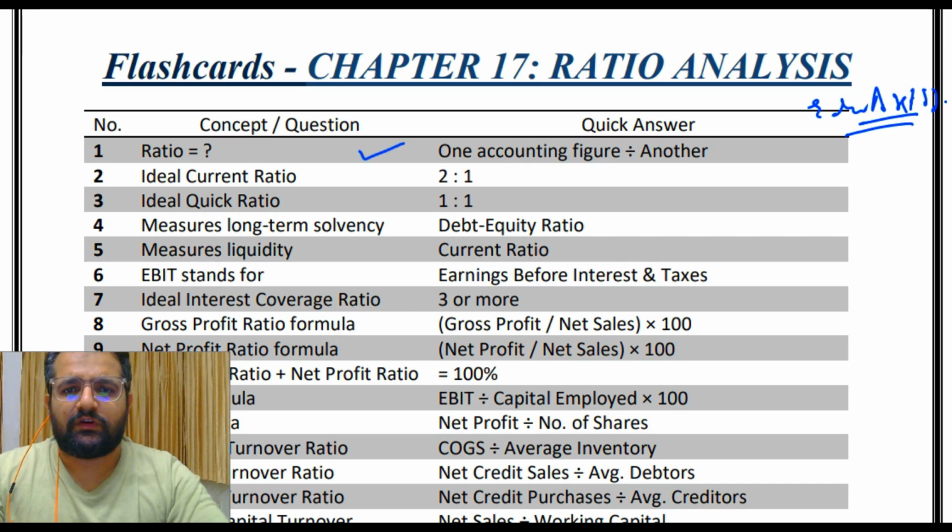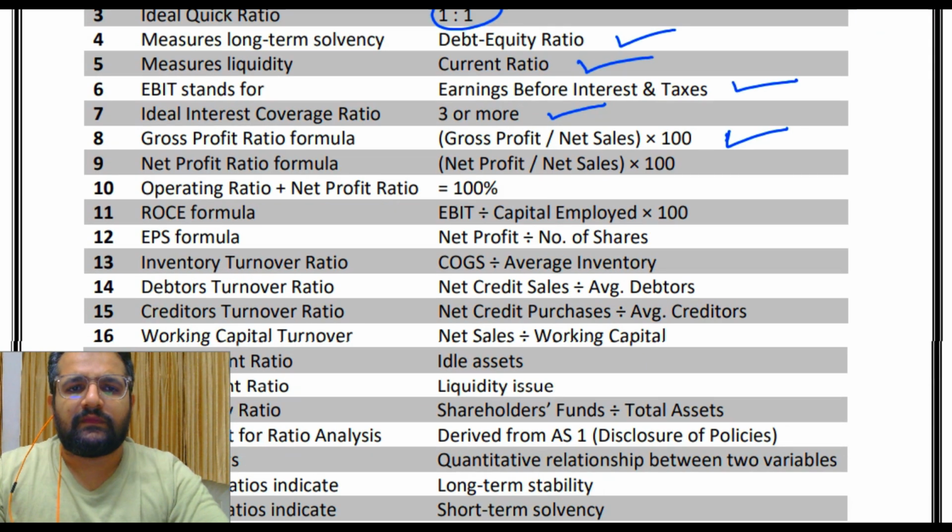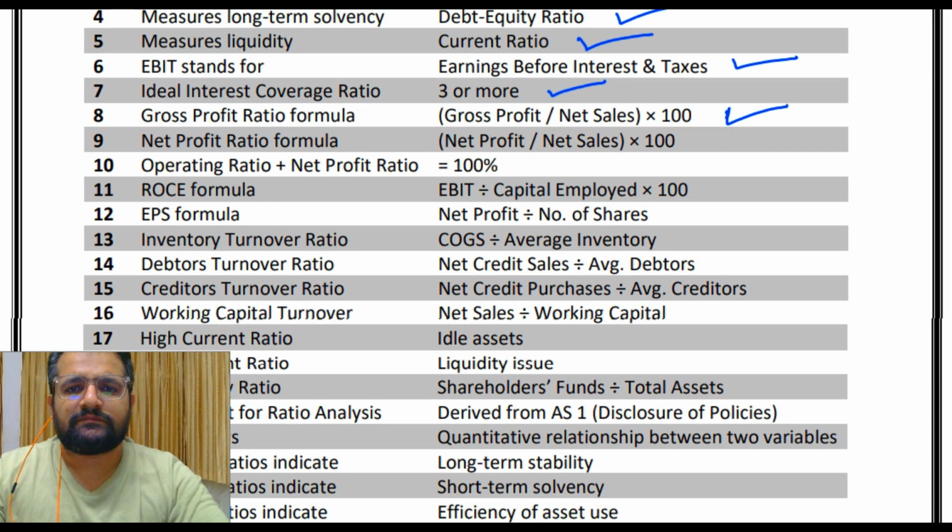Then ratio, what is ratio? The one accounting figure divided by another. Ideal current ratio is 2:1, ideal quick ratio is 1:1. Measures long-term solvency: debt equity ratio. Measures liquidity: current ratio. EBIT stands for earnings before interest and taxes. Ideal interest coverage ratio is 3 or more. Gross profit ratio formula: gross profit divided by net sales into 100. The net profit ratio formula: net profit divided by net sales into 100.